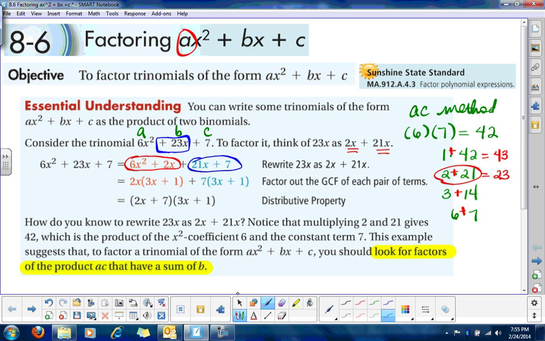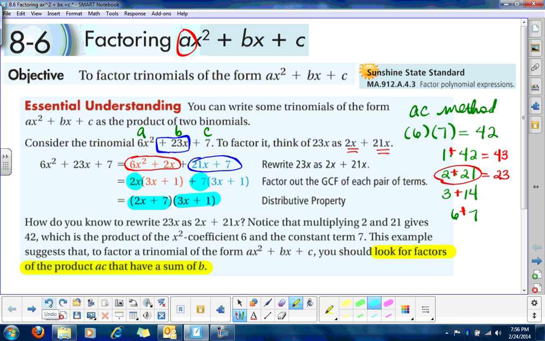And then you'll notice that if you're doing this rewriting correctly, you should end up with two binomials that are exactly the same. Okay, and that binomial will be one of your two binomials, and then all those leftovers there will be your second binomial.